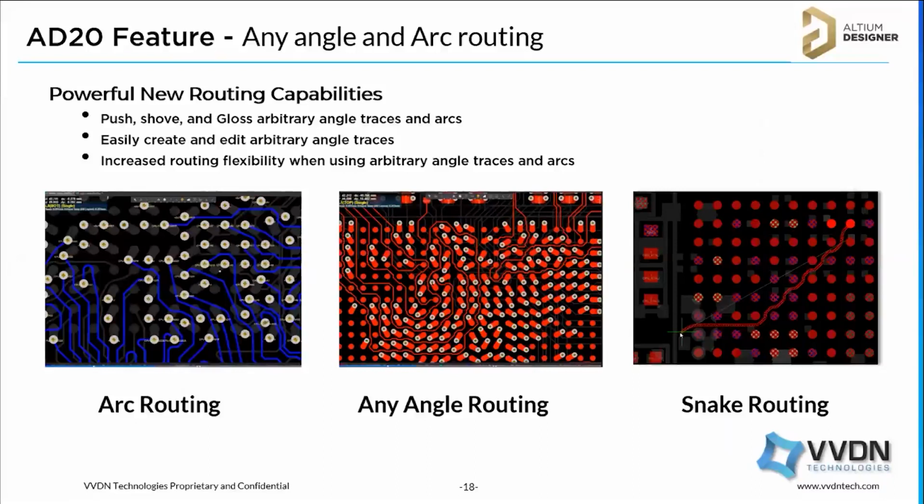So in AD20, there is arc routing and any angle routing. Any angle routing is the advanced one. If you are routing in a fine pitch component or a dense area, you can see a lot of small segments and small bendings, like kinks we used to say in PCB terms. That should be avoided. But if you're using snake routing or any angle routing, it is acceptable, specifically for high speed designs.